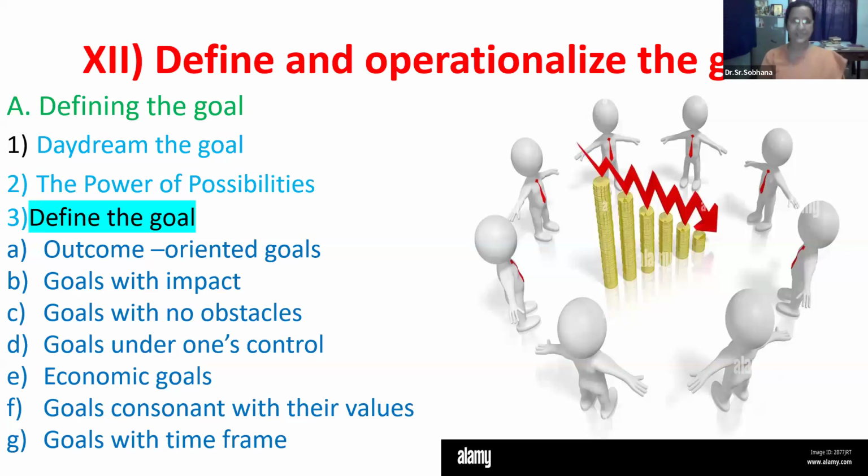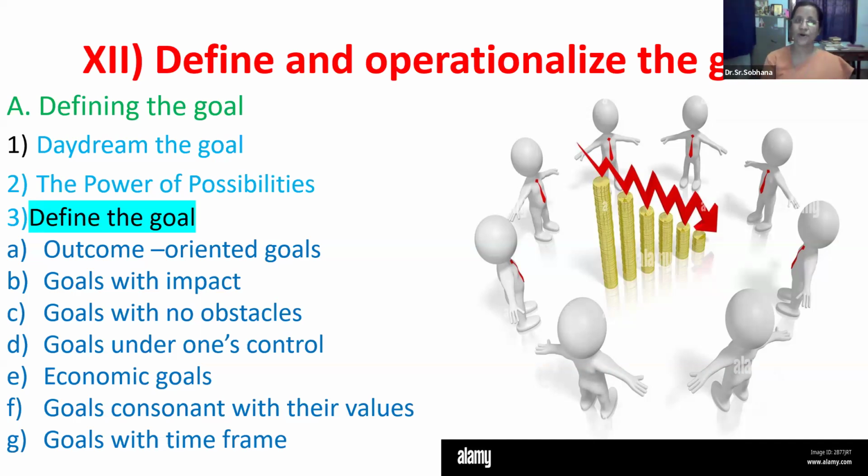The next point is to define and operationalize the goal. When we talk about defining the goal, nowadays we might call it a manifestation, a daydream of the goal. The other end is looking at it as if the success is already acquired, then looking for the possibilities, the power of possibilities, of how to solve it. So when we define the goal, we need to keep some points in mind.